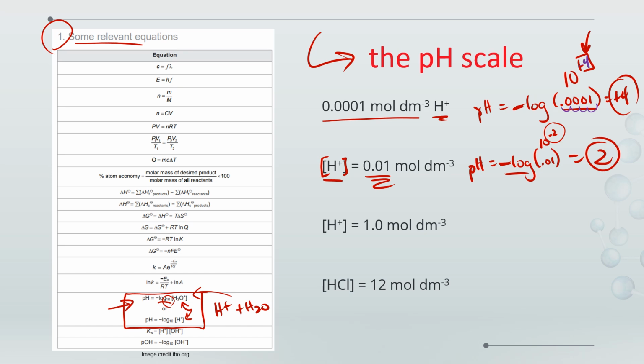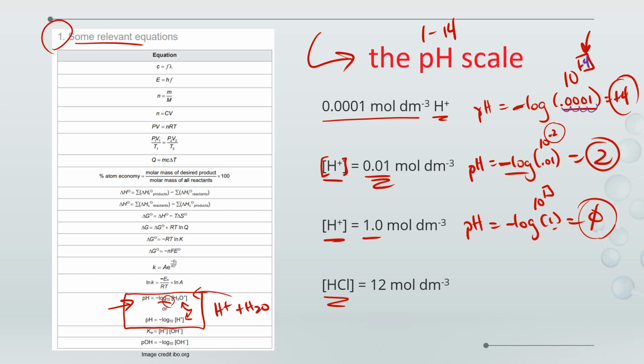Sometimes we learn, or we just assume rather, that pH goes from 1 to 14. Friends, what if I have a hydrogen ion concentration of 1 mole per cubic decimeter? We absolutely have this solution in the lab. What's the pH of a concentration of 1 mole per cubic decimeter? Negative log of 1. Well, 10 to what power is equal to 1? 10 to the 0 power is equal to 1, and so our pH is 0. What madness!